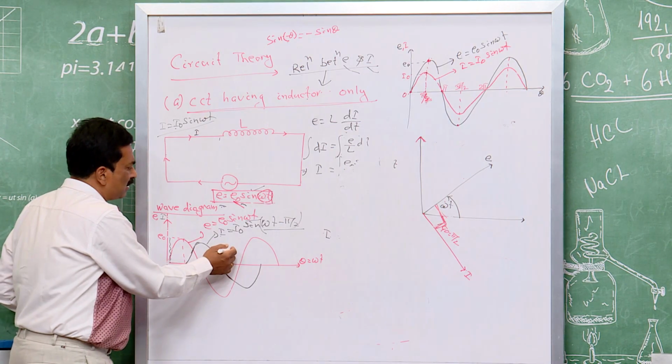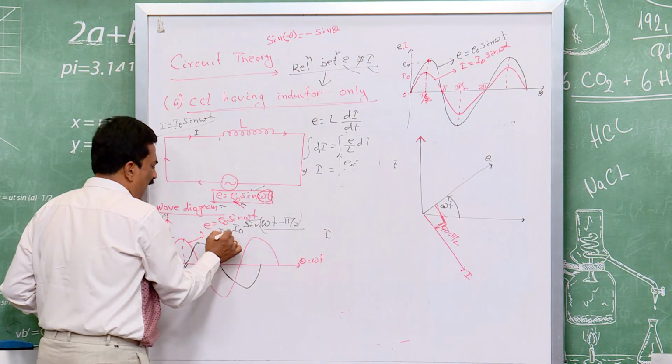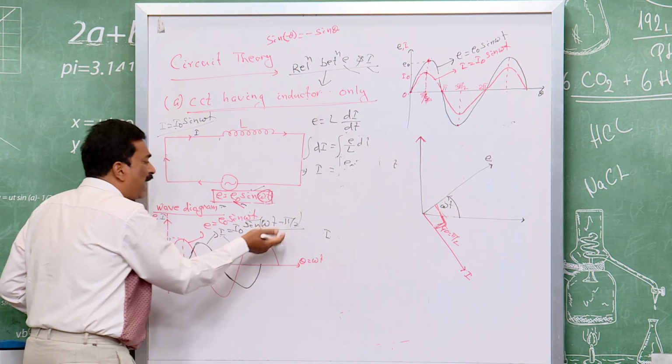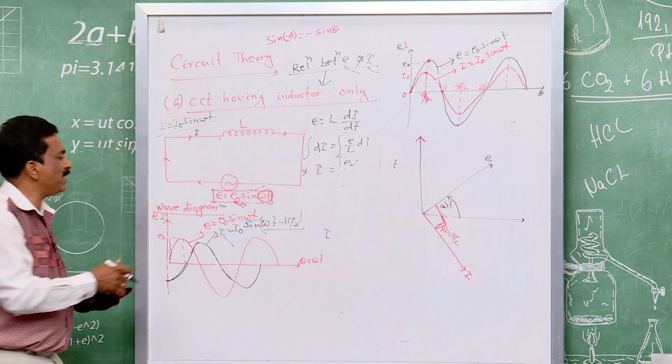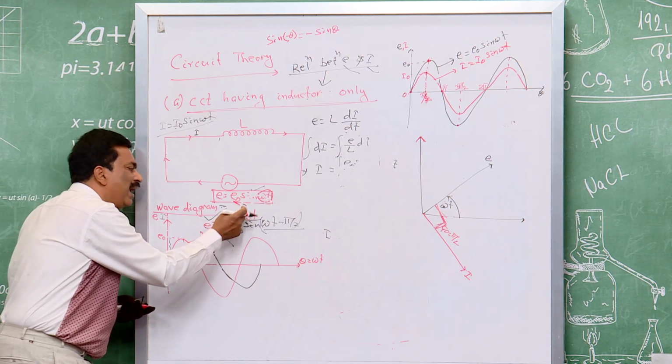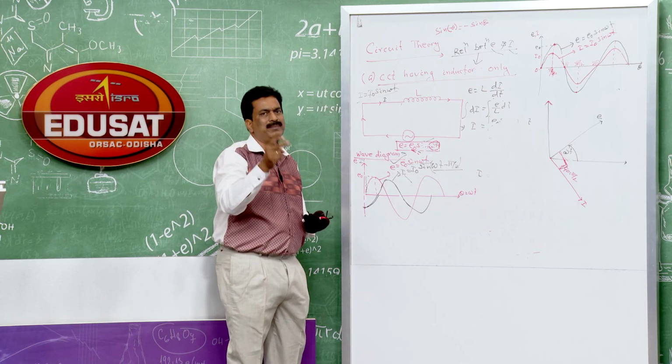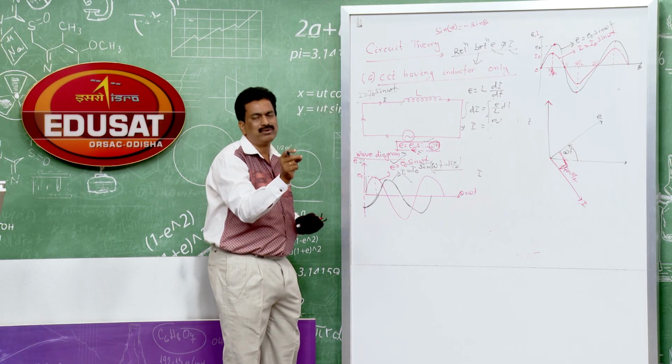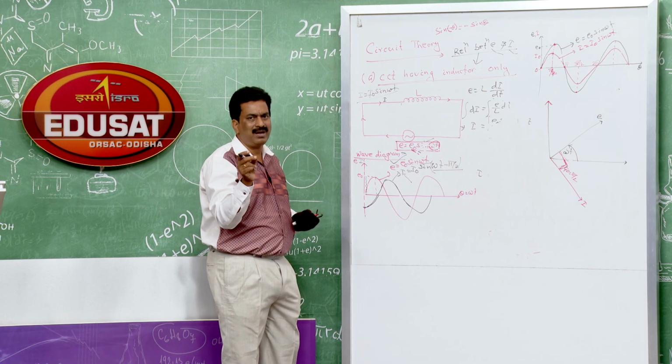So what is the conclusion? The phase of I is 90 degrees behind that of E. Otherwise, the phase of E is 90 degrees ahead of that of I. The question will come in two different ways, so according to the question you have to give your answer.